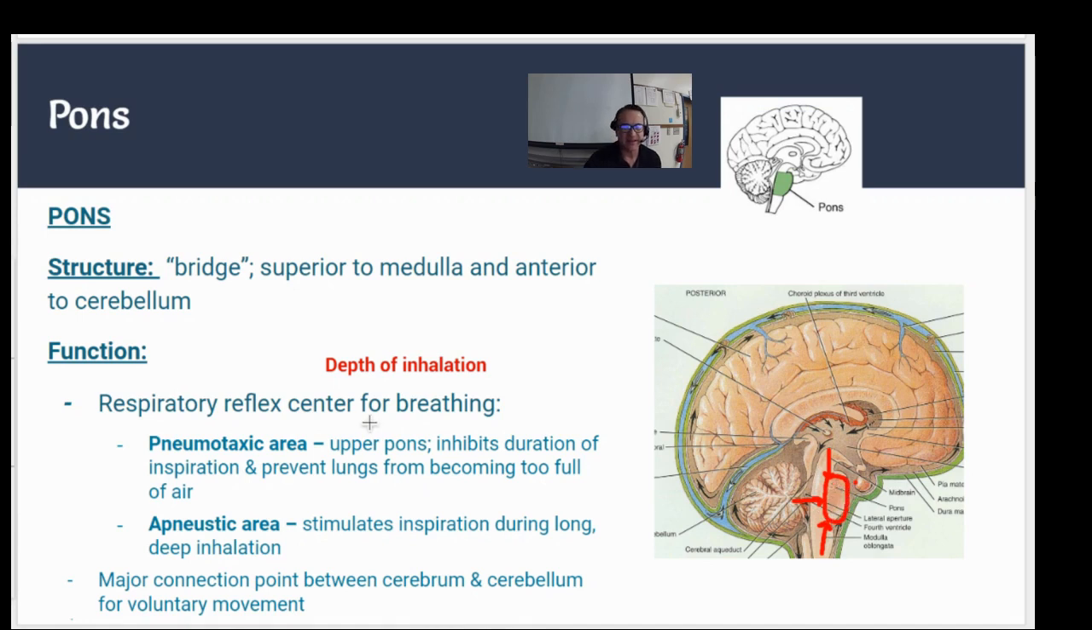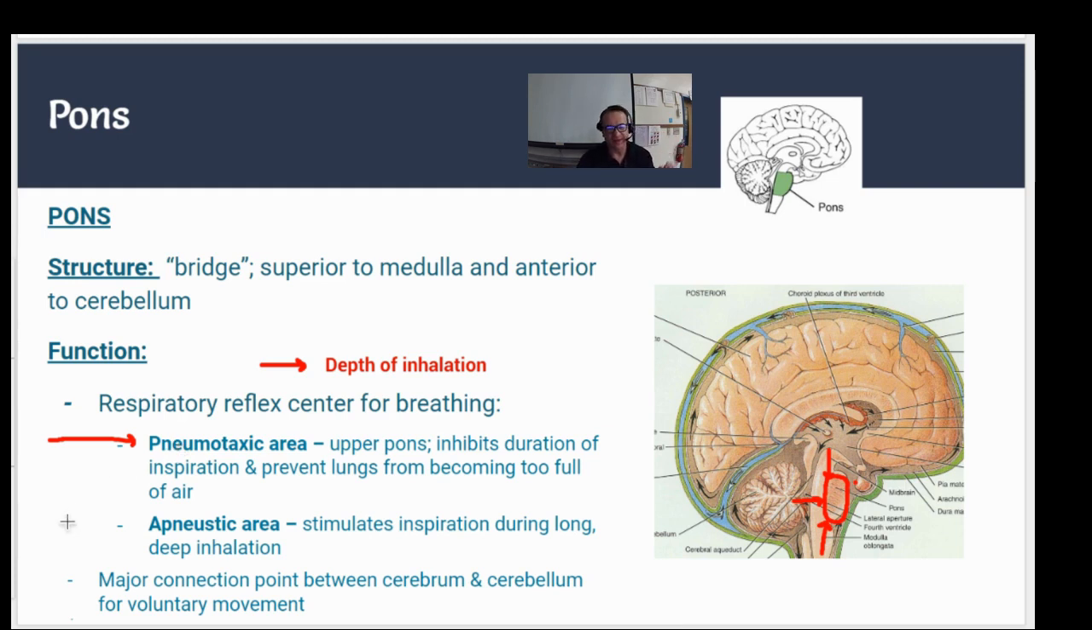That's your pons. Its major functions: it's got a respiratory reflex center for breathing, but what you're going to want to add to your notes is the depth of the inhalation. I don't believe you're going to need to know these areas, but you have the pneumotaxic area. That's the area that, when your lungs become filled with air and you're breathing in totally full, is stimulated and says stop the inhalation.